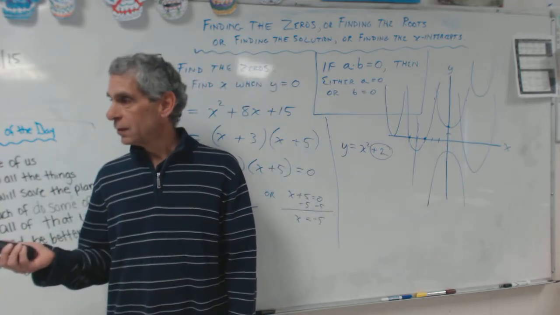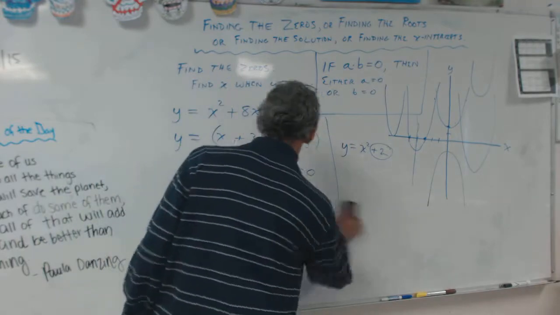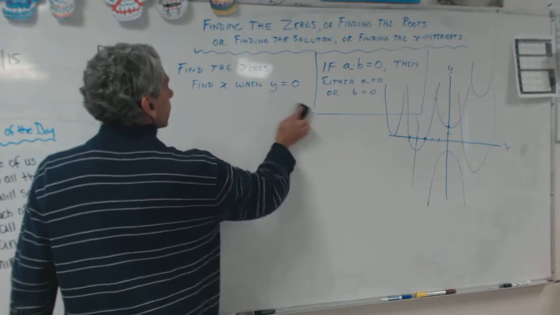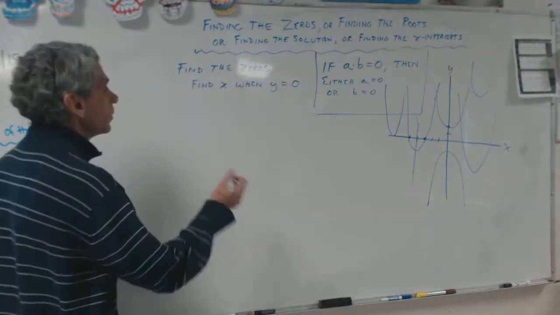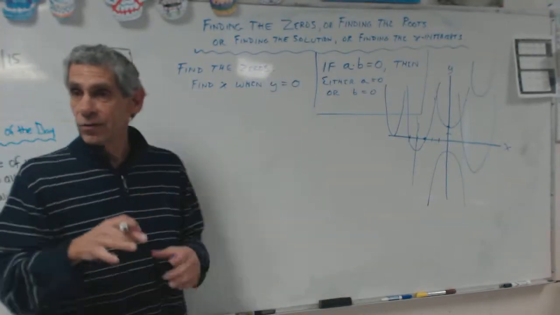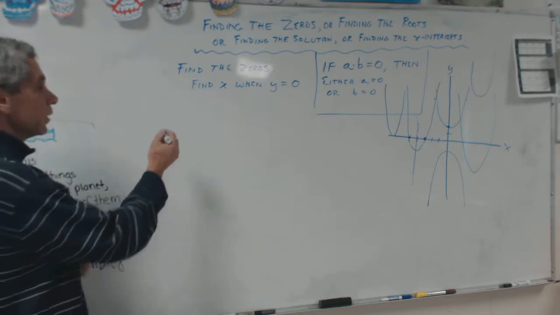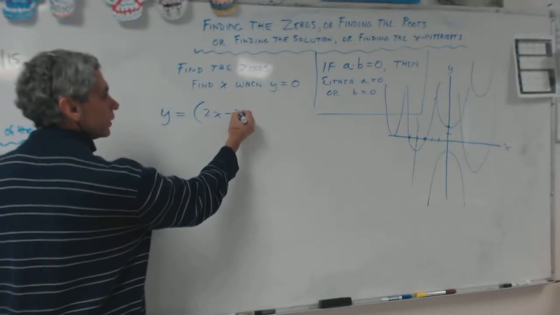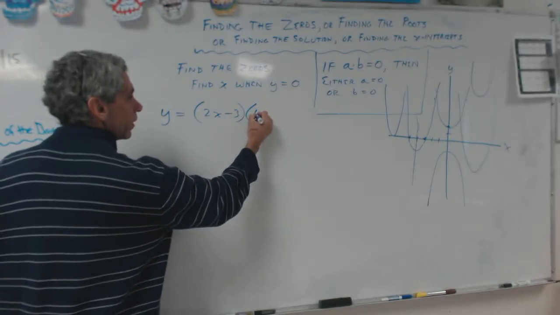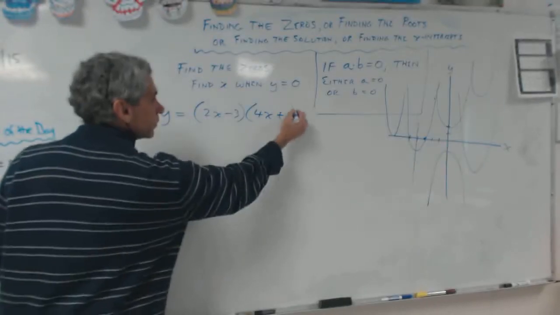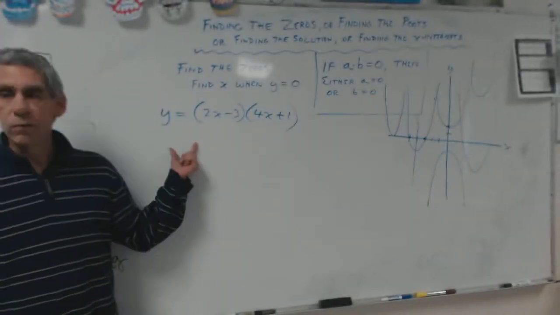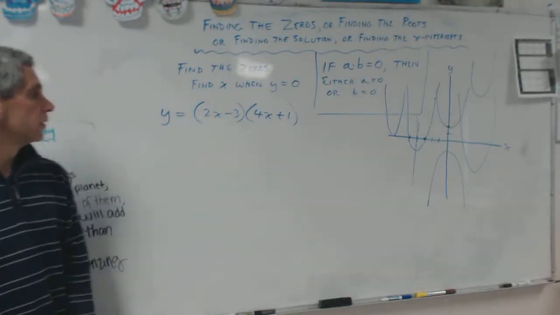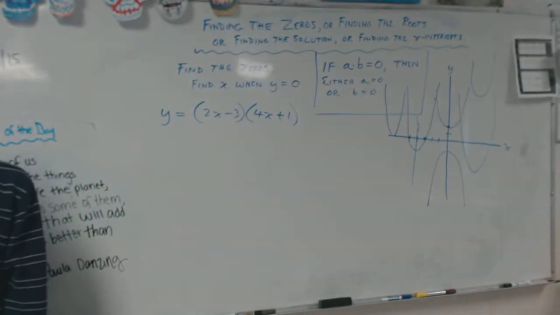Make sense? All right. Now, what if I had... Let's just do one other thing here before I stop. What if I have this already factored? I'm going to write one that's already factored. y is equal to 2x minus 3 times 4x plus 1. Okay? Those are my factored parts of my equation, and I'm saying find the zeros.